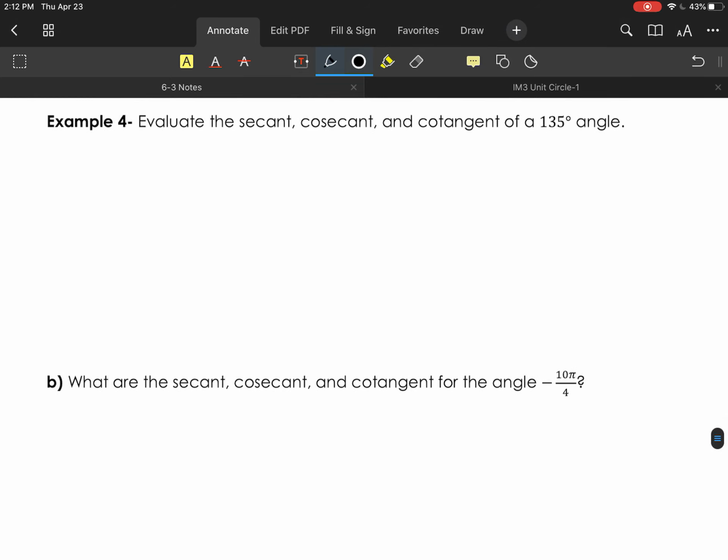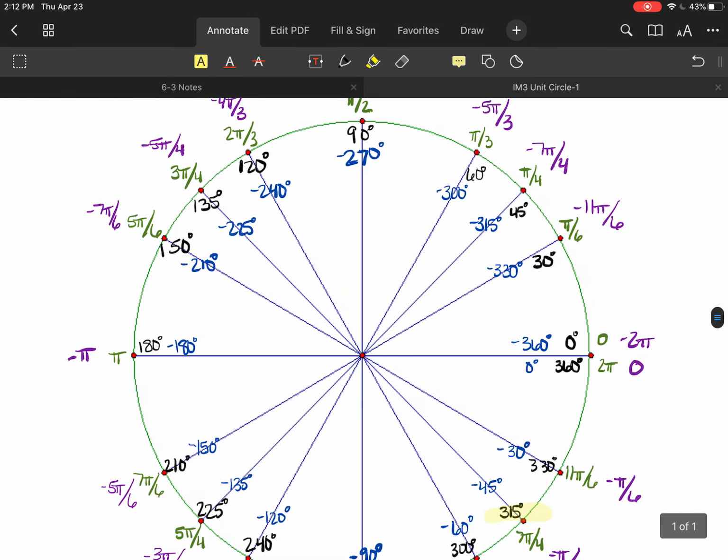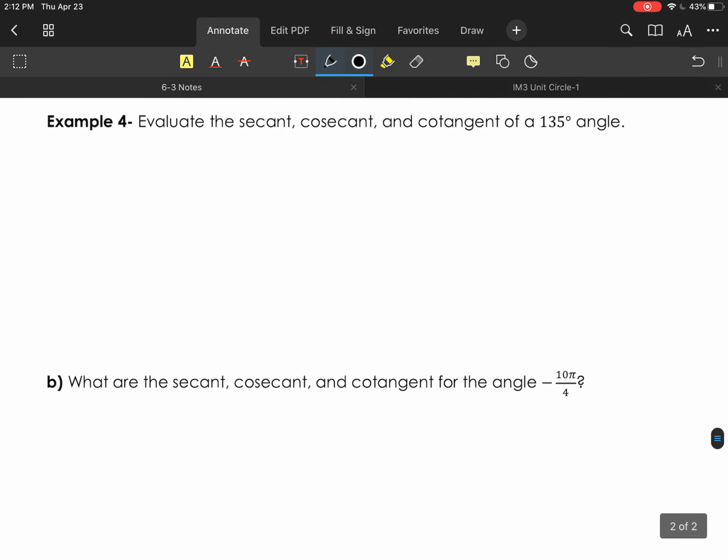All right, then lastly, example 4. It says evaluate the secant, cosecant, and cotangent of 135 degrees. So these are your reciprocal trig functions. So you might need to think, okay, which one goes with sine, which one goes with cosine, which one goes with tangent, to figure out which one's which. First of all, though, I'm going to draw a picture. 135 degrees. If I look at my unit circle, you'll see 135 degrees is right here.